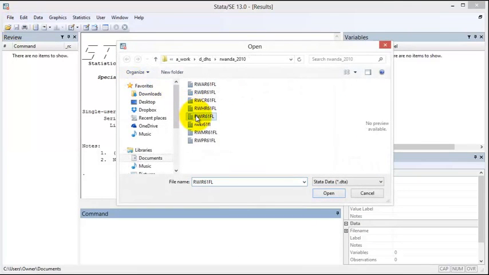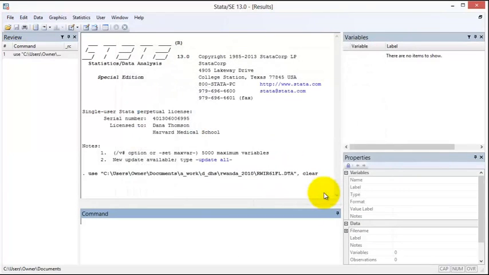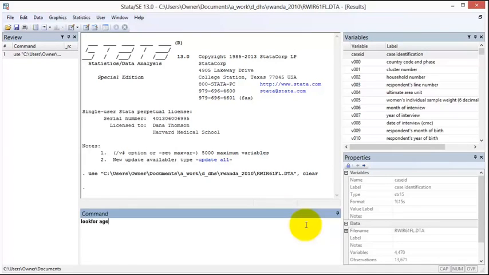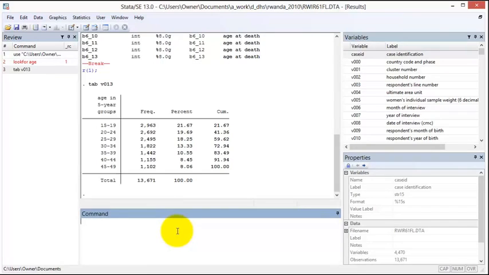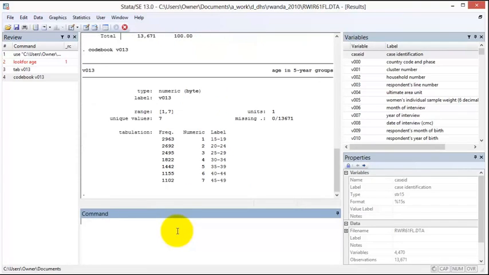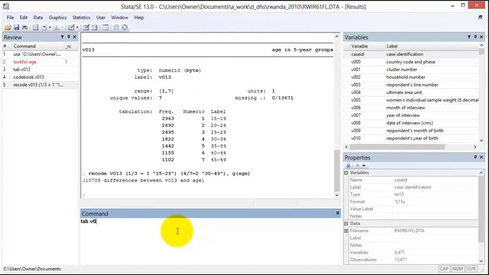The next phase is to prepare the analysis dataset. This involves identifying variables from the survey dataset, summarizing those variables to understand their definitions and distributions, and renaming, recategorizing, and combining variables as needed for the analysis.